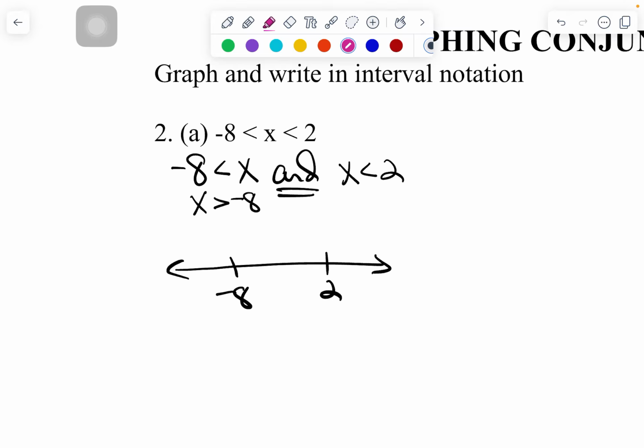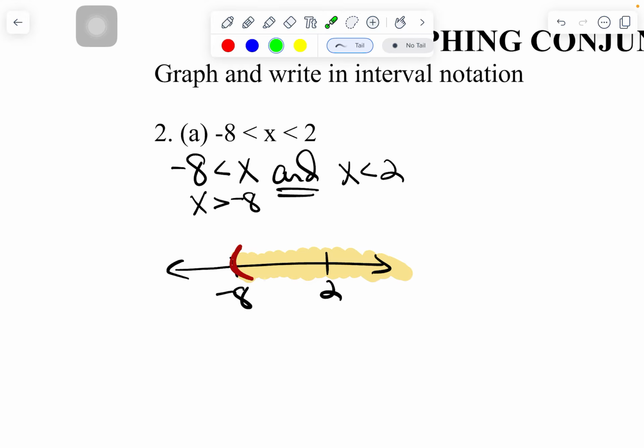Now, the reason I like to do that sometimes is I find a lot of students prefer to have the variable first, especially when you're writing inequalities, so that you know, all right, if x is greater than -8, I'm going to need to shade to the right, okay? But at -8 itself, we're going to go ahead and use a parentheses there, because that's going to help us with the interval notation.